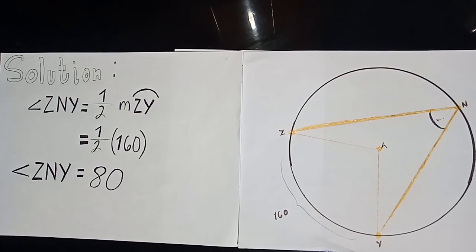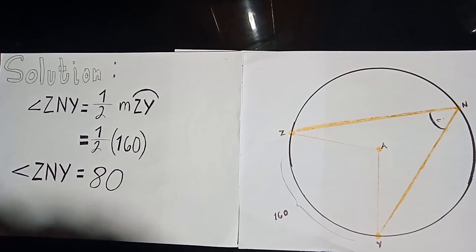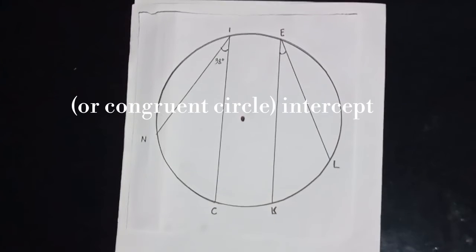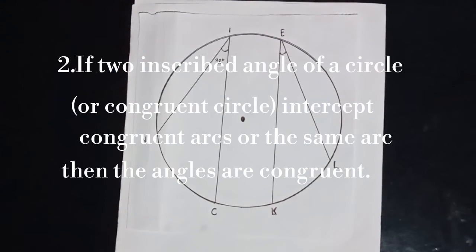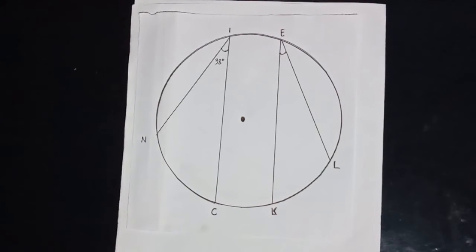Okay, let's move on now to theorem number 2. Theorem number 2: if two inscribed angles of a circle or congruent circles intercept congruent arcs or the same arc, then the angles are congruent. It tells us that if two inscribed angles of a circle intercept the same arc, then the angles are also congruent, just like this example.